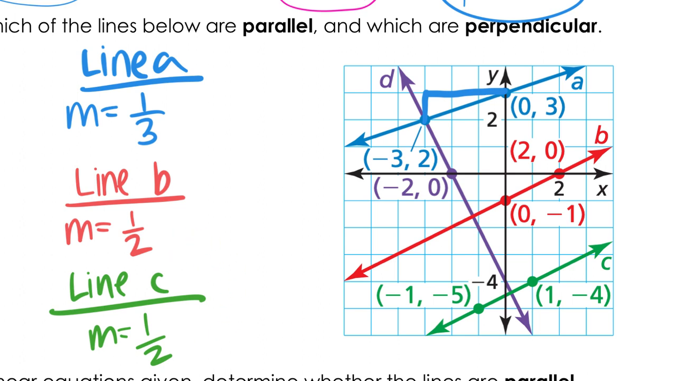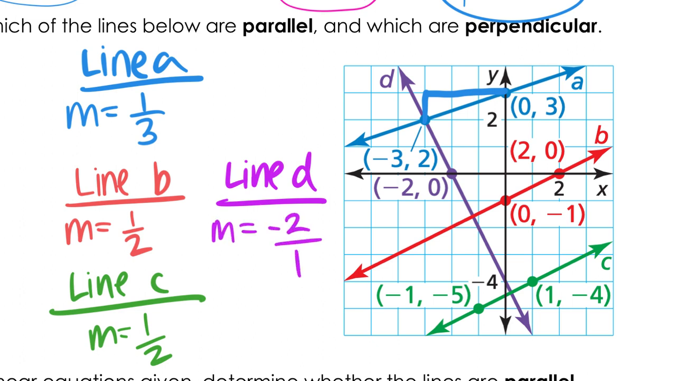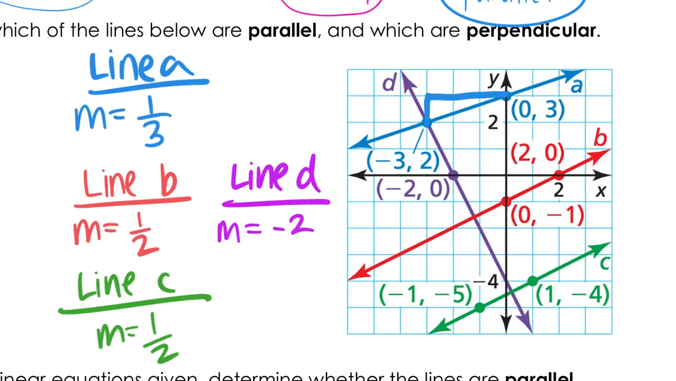And then finally we have the purple line, so that diagonal line, this line D right here. I'm going to do that one right here. Now this line is actually going down. So the slope of this line is going to be negative. It's going down 2 and over 1. Down 2 over 1. So the slope would be negative 2 over 1, or you could just call that negative 2. Okay, so now we're going to compare all of our slopes.